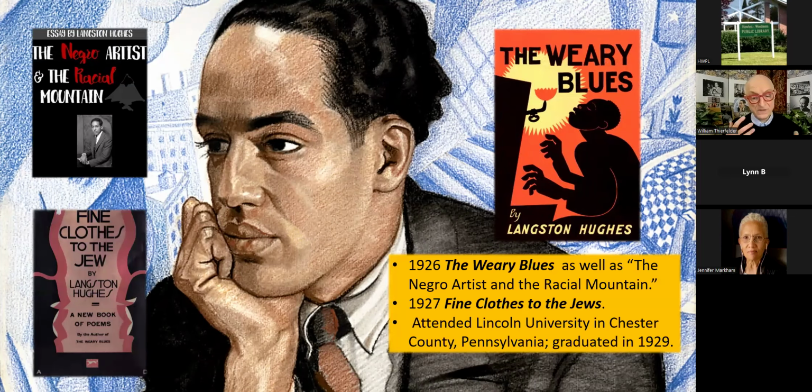The success of those three works allowed him to return to college, and he attended Lincoln University in Chester County, Pennsylvania, and he graduated from there in 1929. Lincoln University is a historically Black college and university in our country.